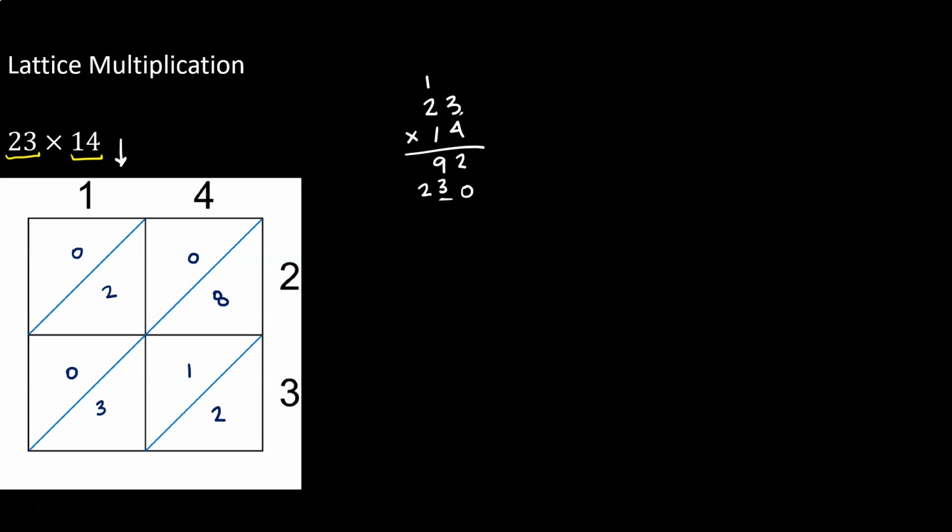The last step in the standard algorithm is to add the two products together. 2 plus 0 is 2. 9 plus 3 is 12. Carry the 1. 2 plus 1 is 3. Now we are going to do something similar in the lattice algorithm when we add down the diagonals, but notice that we're adding different numbers. But we get the same result at the end.